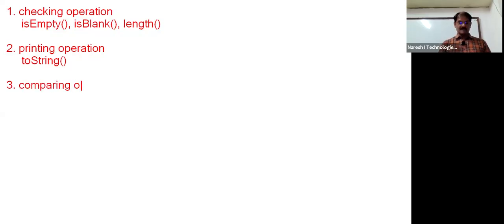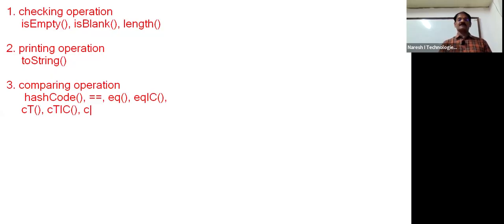Comparing. Okay, comparing operation. For comparing operation, first method is what? Hash code. And next, equals. Next, double equal to operator. Next, equals. Next, equals ignore case. Next, compare to. Next, compare to ignore case. Also, we have one method called content equals. But content equals is not meant for comparing two strings. Content equals is used for comparing a string with a string buffer or string builder. Yes, these are the methods meant for comparing operation.